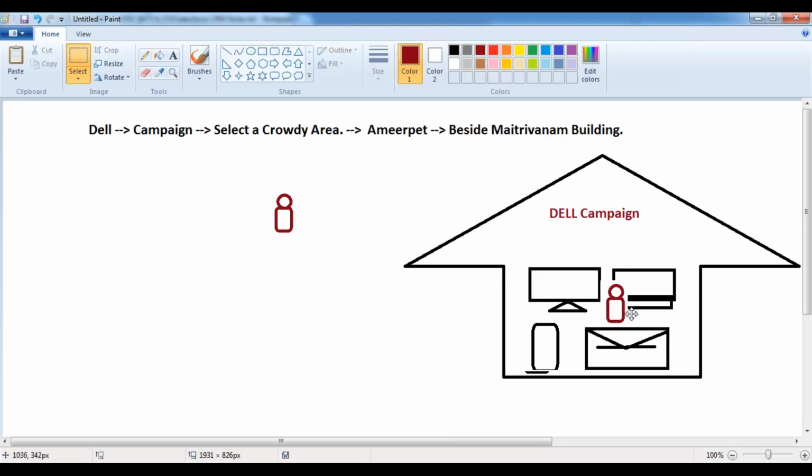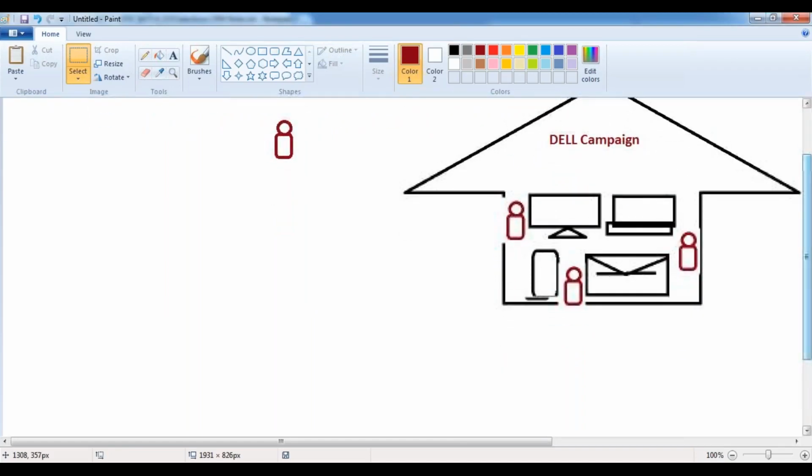Now, the Dell marketing executives are also available inside this campaign. Here in this case, they have set up a small tent. In the tent, they have placed the recently manufactured products for display purposes.